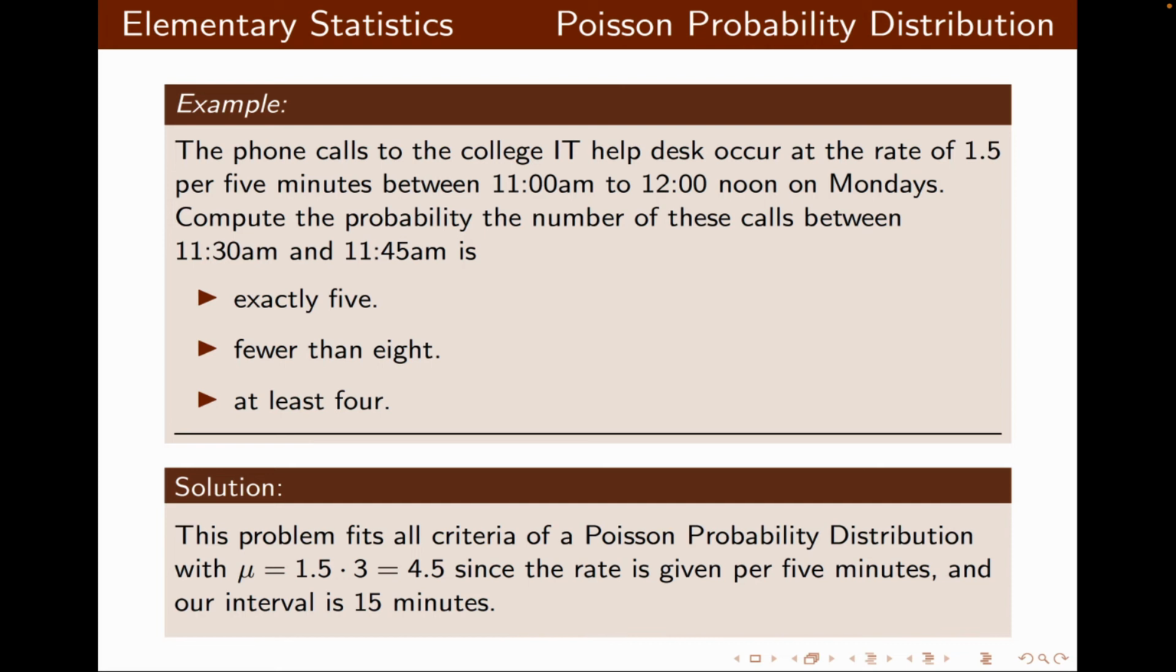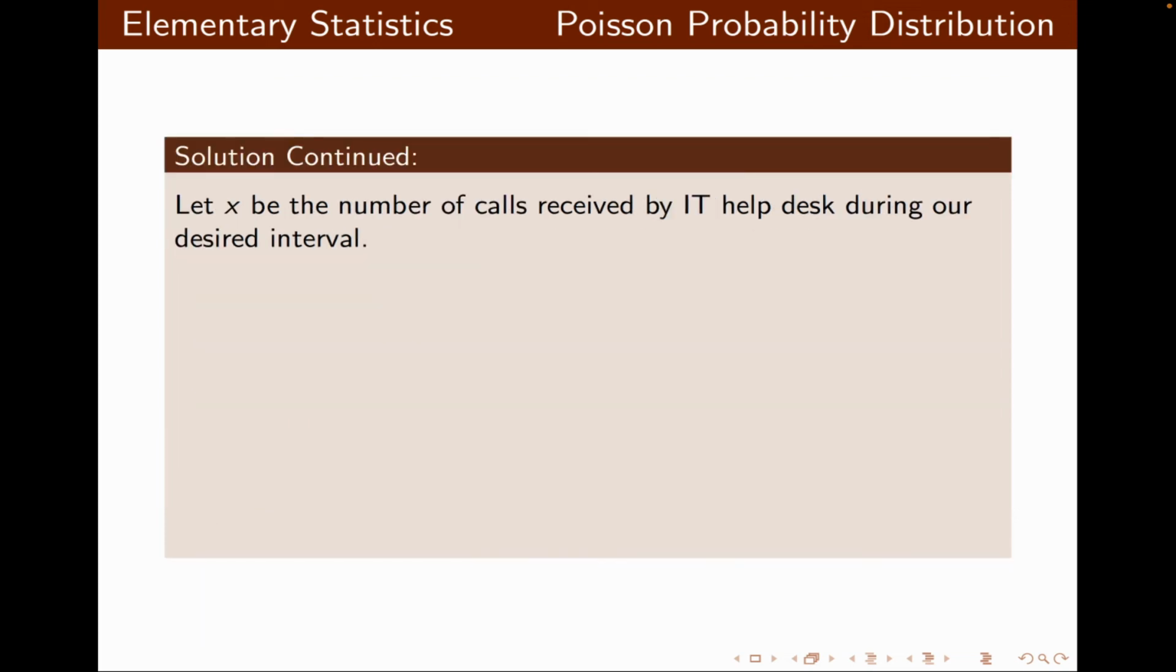The problem, of course, fits the criteria of Poisson probability distribution. We have the mean per minute, but our question is 15 minutes. So we take the mean multiplied by 3. So the mean now is 4.5 for the interval of 15 minutes. Let x be the number of calls they receive during that fixed interval of time.